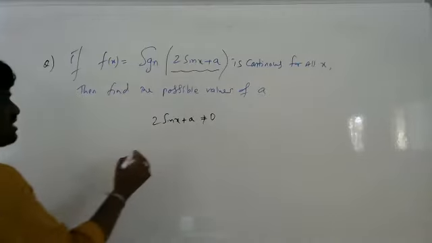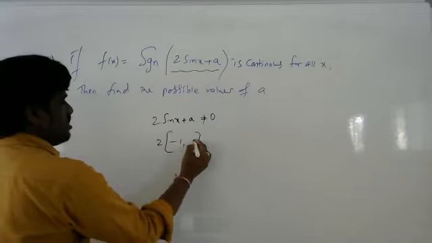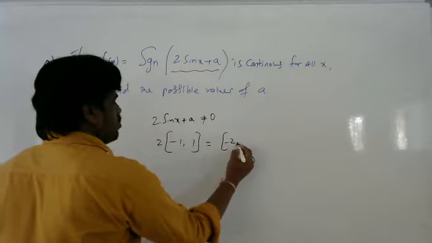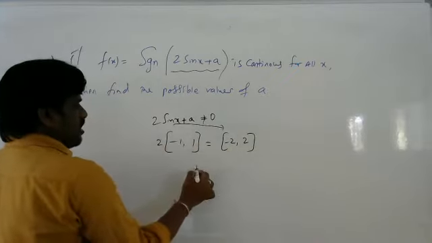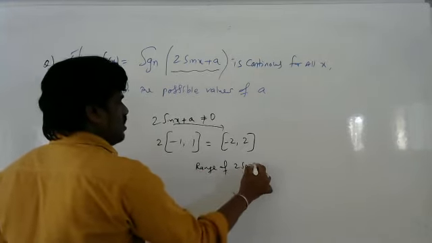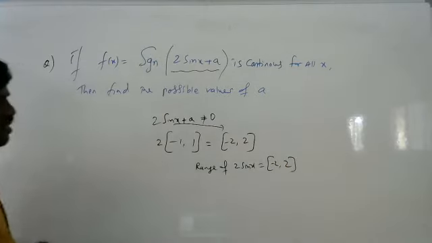You know that what is the range of sin x? Range of sin x is -1 to +1. So if I multiply by 2, how much am I going to get? -2 comma +2. The range of 2 sin x is equal to -2 to +2.